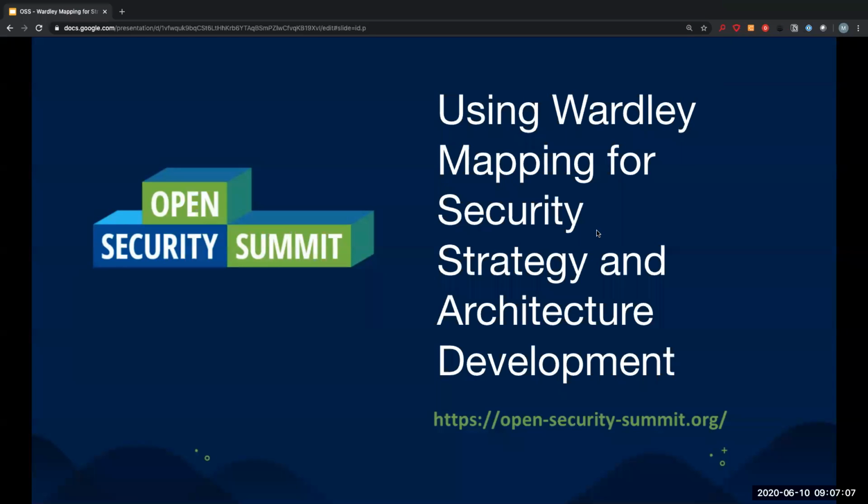So let's make a start then. But just before I start, I'm assuming that a lot of the audience is already familiar with Wardley mapping because we've had about 5 or 6 sessions on it during the training week. So I'm not going to be introducing the basics. What I will be doing is trying to apply some of these concepts to the development of security strategy and also on how to approach architecture in general.